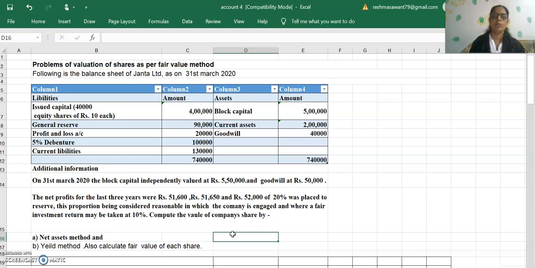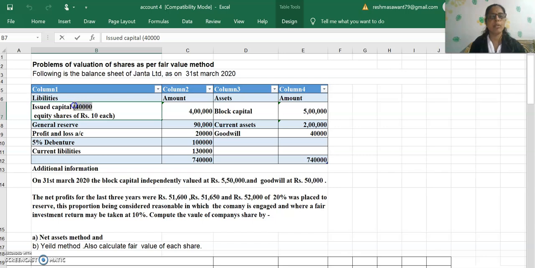As your question gives you, we need to understand the number of equity shares. First, identify the number of equity shares. There are 40,000 equity shares mentioned. Outsider liabilities include the 5% debenture and current liability. Usually when we discuss this we consider only current liability, but if debentures are present they are also considered. So outsider liabilities, the 5% debenture and current liability, are deducted for the calculation of net assets.